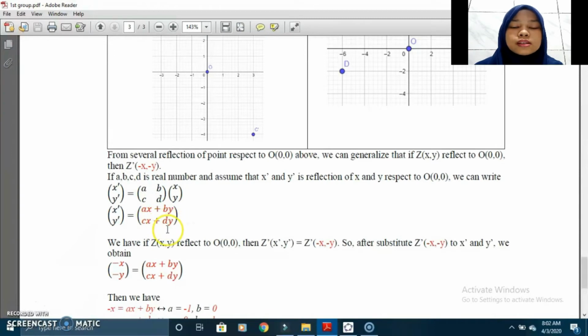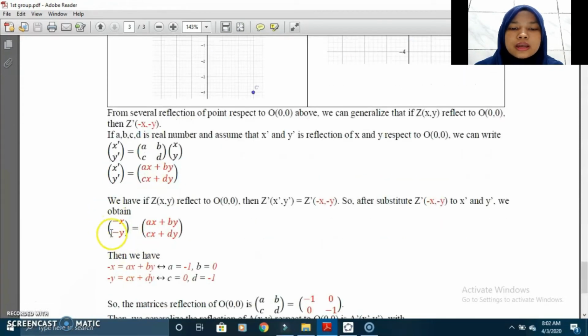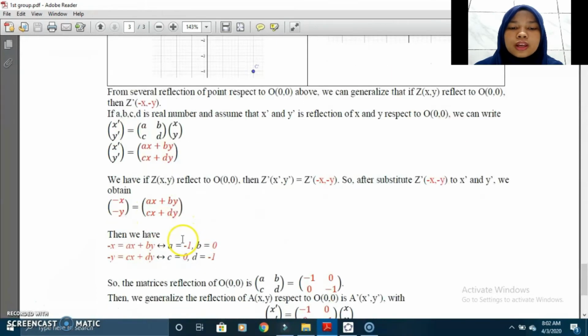Then we can substitute the coordinates of the image point to this matrix. Then we have minus x, minus y equals ax plus by and cx plus dy. We can write it into two different forms. For the first form, we have minus x equals ax plus by, and the second form is minus y equals cx plus dy.